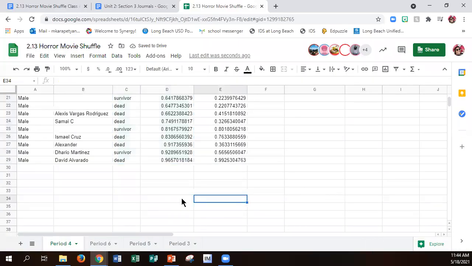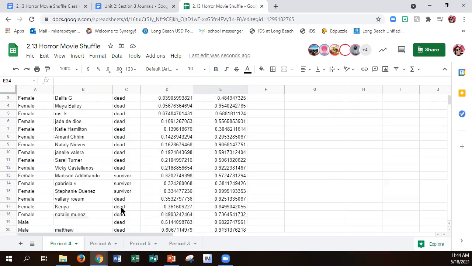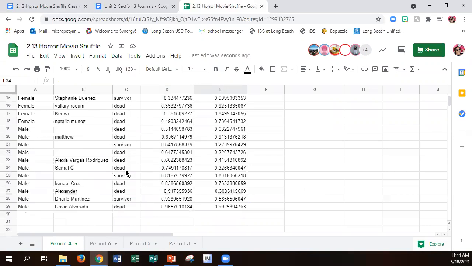All right, let's see where our survivors ended up. So for females, let's see. We have 1, 2, 3 female survivors. 1, 2, 3 male survivors.